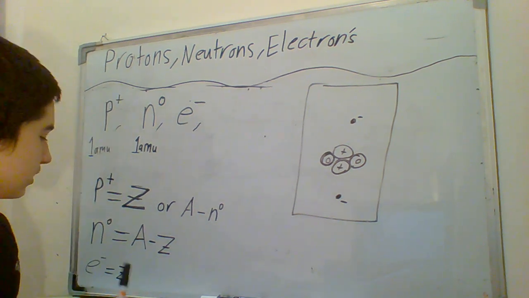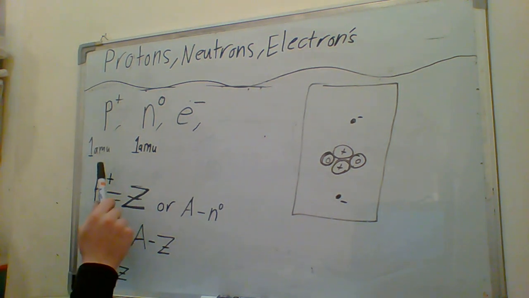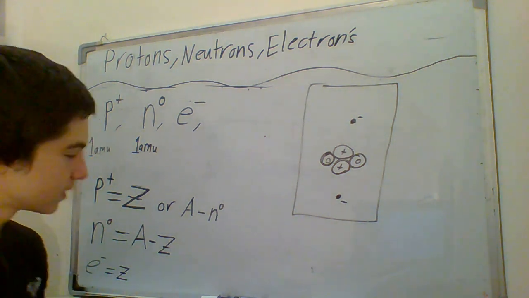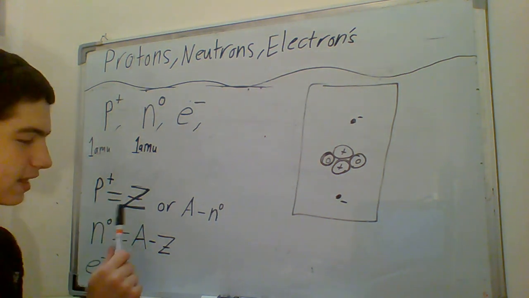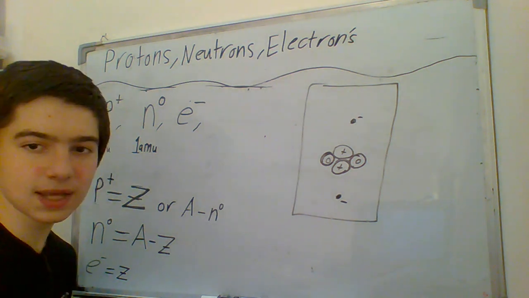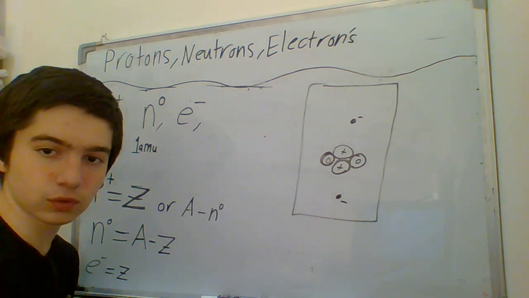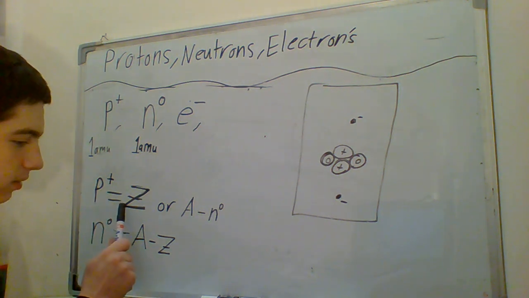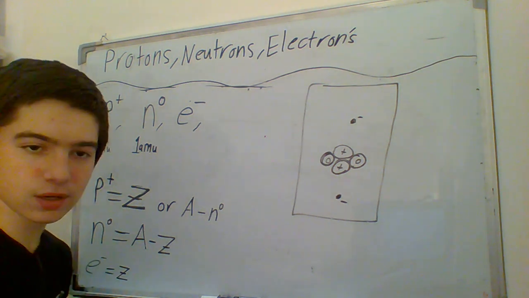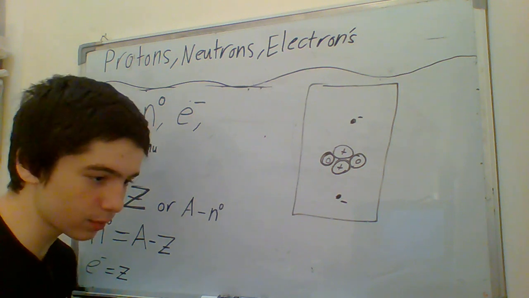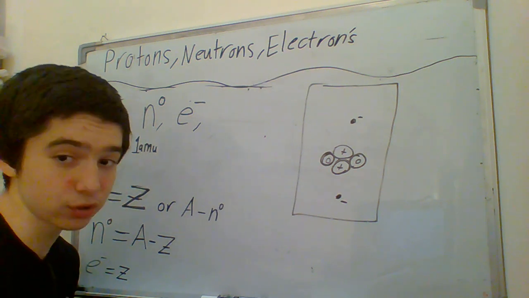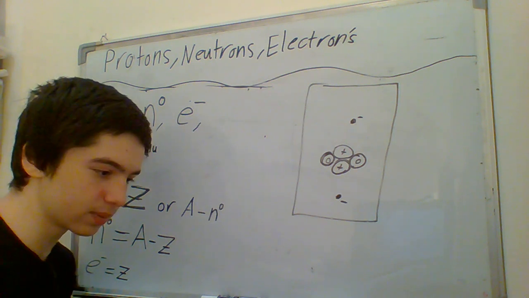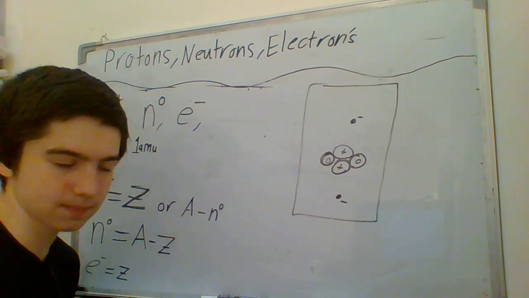Okay, so as you can see here, we have the formula for calculating the number of protons. It equals Z. What does Z mean? Z is the abbreviation for atomic number. So the number of protons equals the atomic number. If the atomic number is 6, and it's a neutral element, what is the number of protons? We'll say it's simply 6, because the atomic number equals the number of protons.